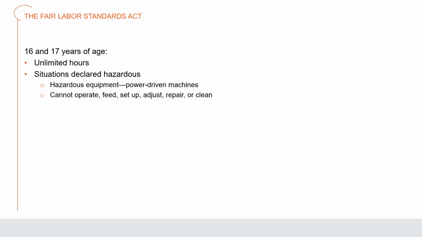The Fair Labor Standards Act ensures that young people, those under the age of 18, do not risk their health, well-being, or educational opportunities. They can work unlimited hours except in situations that are declared hazardous. Hazardous equipment includes power-driven meat processing machines, meat slicers, meat saws, patty forming machines, meat grinders, meat choppers, commercial mixers, and power-driven bakery machines. They are not allowed to operate, feed, set up, adjust, repair, or clean any of these machines.